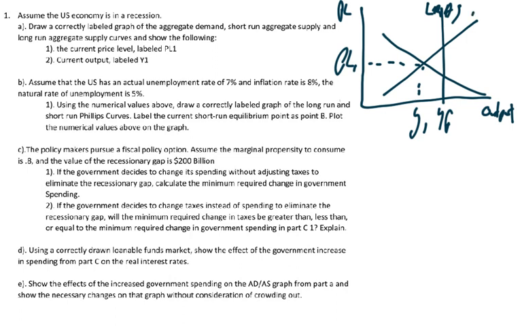All right, so your graph should look like this to start off with, right? And B says, assume the U.S. has an actual unemployment rate of 7% and an inflation rate of 8%, the natural rate of unemployment is 5%. Using the numerical values above, draw a correctly labeled graph of the long run and short run Phillips curve. Label the short run equilibrium point as B. Plot the numerical values above on the graph. All right, so Phillips curve graph.